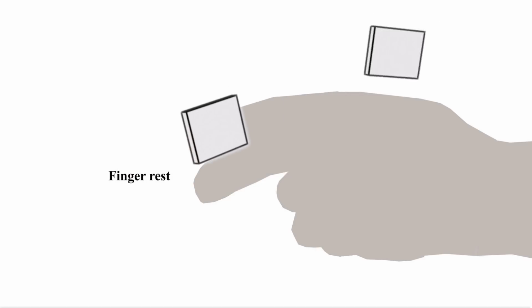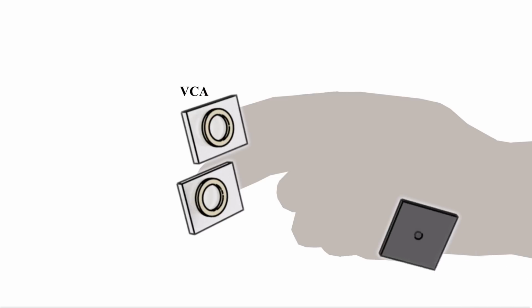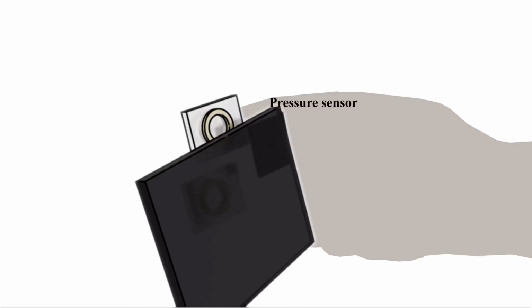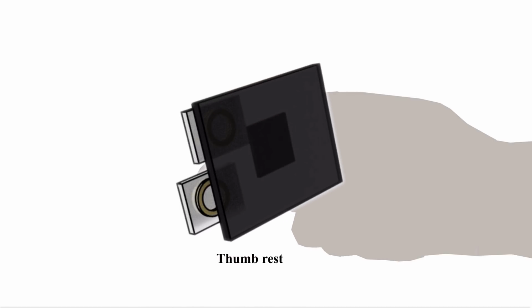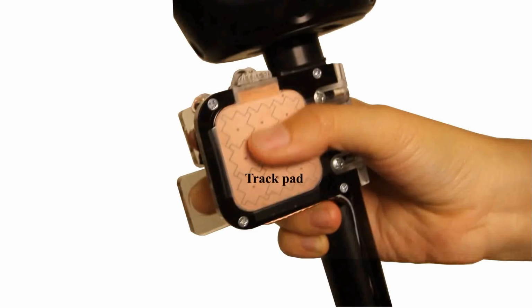TORC was designed to support precision grip using the thumb and two fingers. The index and middle finger rests were built as one piece. A VCA provides vibrotactile sensation to both fingers. A force sensor under the thumb rest measures the pressure applied on the controller by the fingers. Finally, the user can slide his thumb freely along a capacitance-based 2D trackpad parallel to the other two fingers.